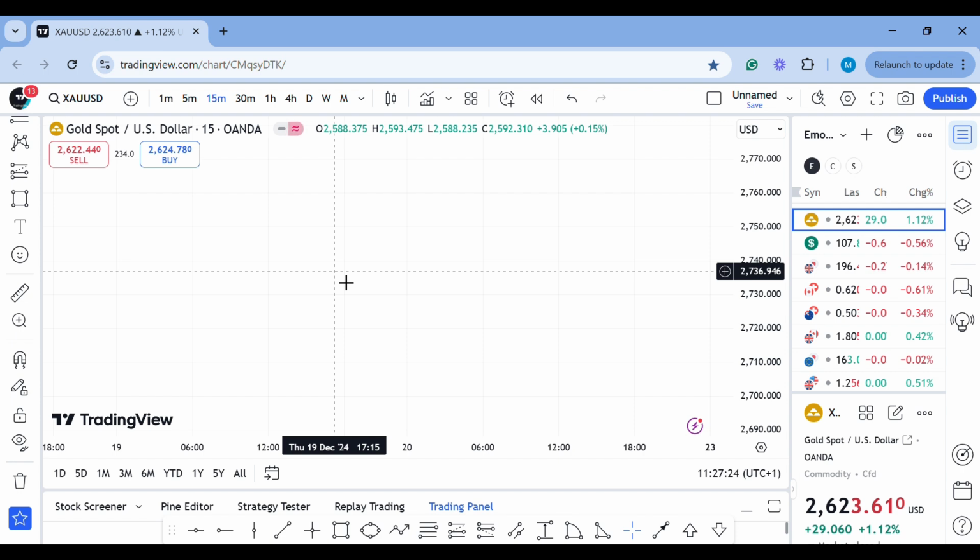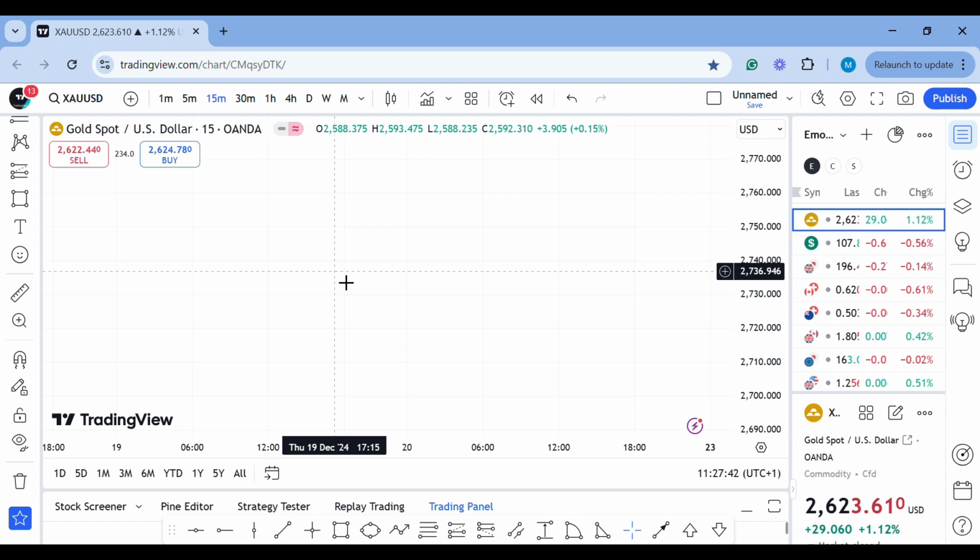Gold is known as an instrument that respects zones. So it moves from zone to zone. Gold moves from zone to zone.